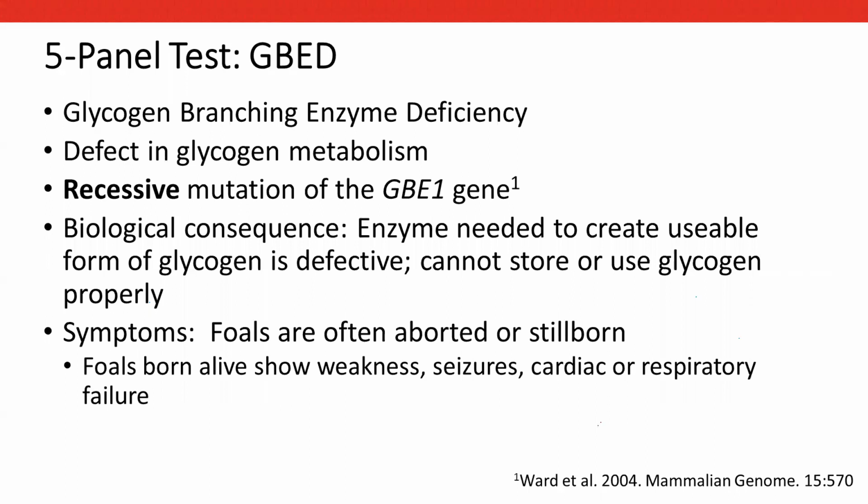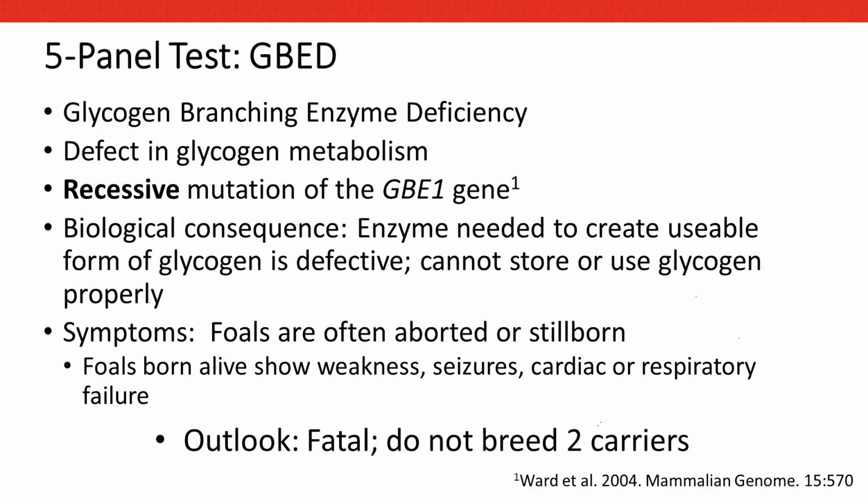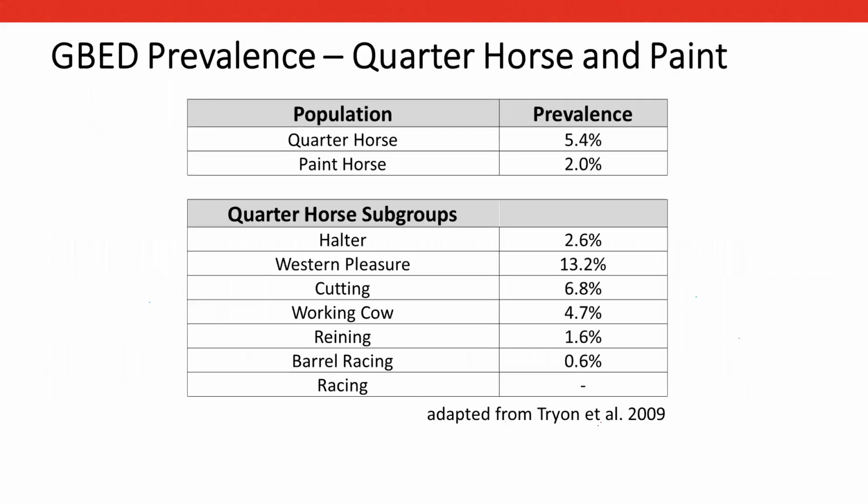Unfortunately, foals with the recessive genotype are often aborted or stillborn, and foals that do make it to be born alive will show weakness, seizures, and cardiac respiratory failure, and unfortunately, this is fatal. So again, it's recessive, so it's important to test your horses, especially if they're of certain bloodlines, in quarter horses or paint horses, so you don't breed two carriers together.